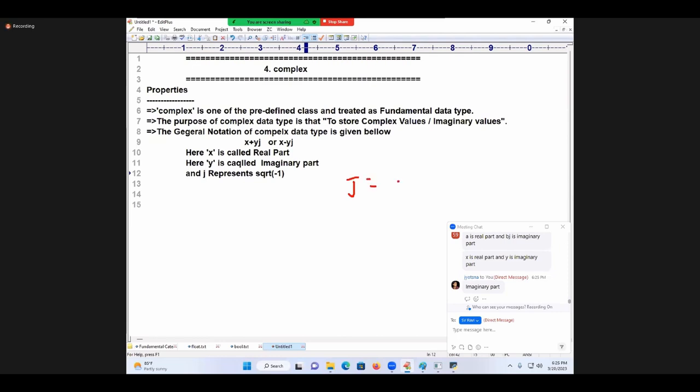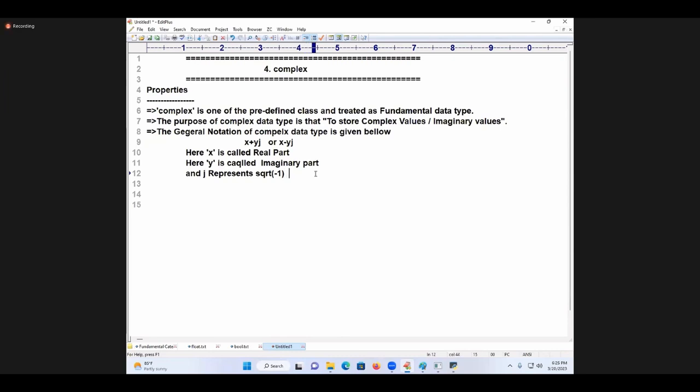j is equal to the square root of -1. j square is equal to -1. You know mathematics, I hope so. Squaring on both sides, the square and the square root will cancel, and -1 will be left. So the square of j is equal to -1. Are you able to get it? Now I'm going to enter into some more properties.